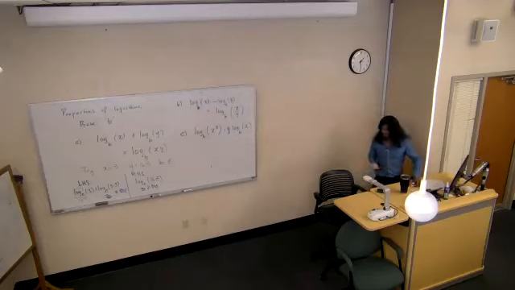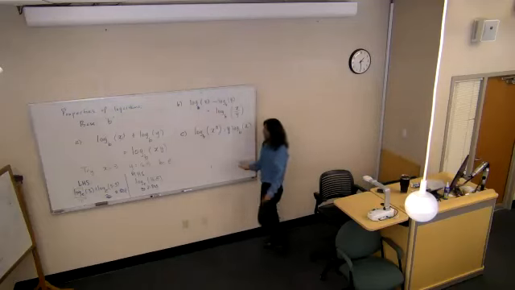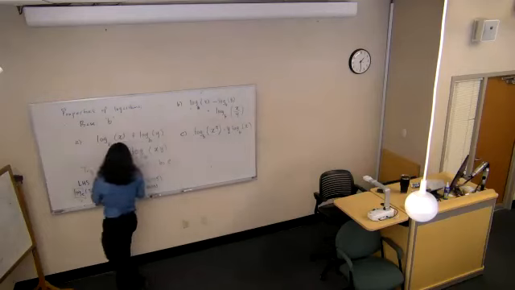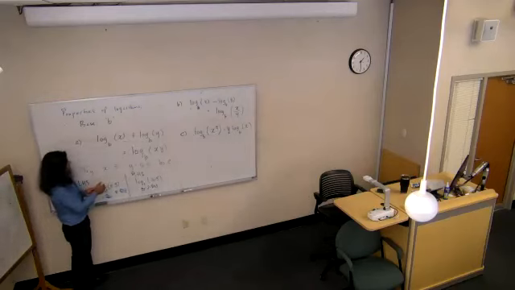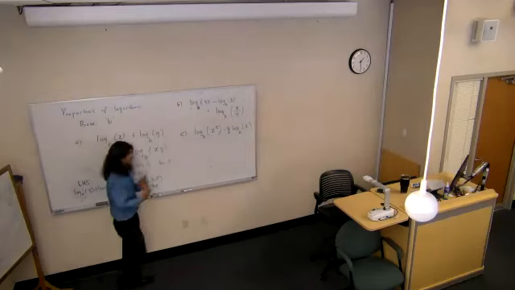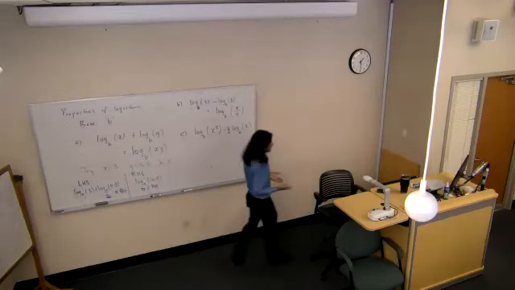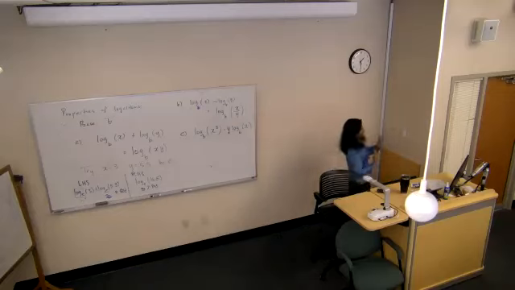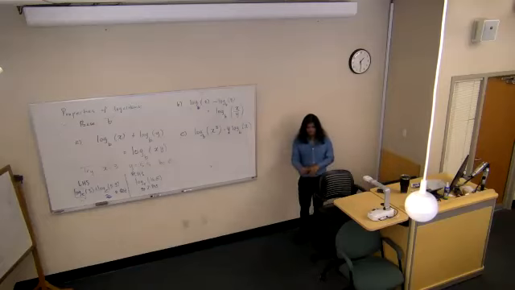I strongly recommend that when you go back home, put in these values and see if the left-hand side matches the right-hand side. It will hold true for base e, base 10, base 57, doesn't matter. The properties will hold true. Are we clear? You cannot forget these.